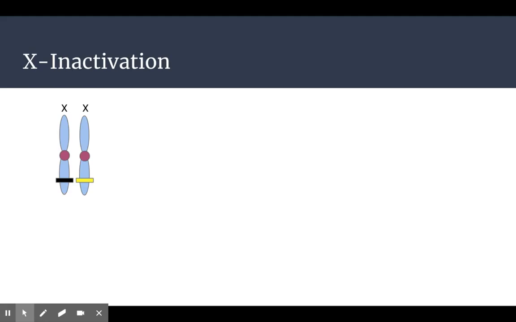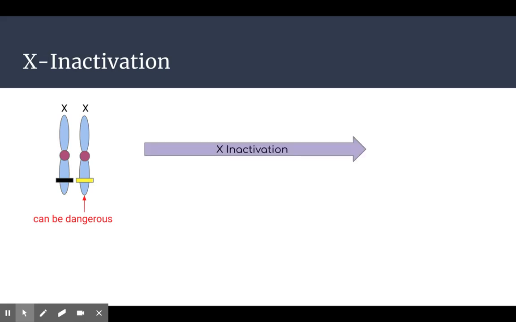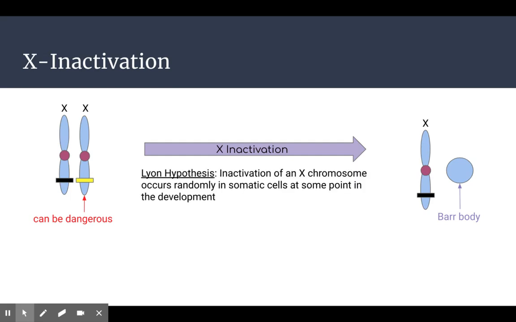Females have two X chromosomes, which is a detrimental excess of genetic information in somatic cells. To eliminate this excess, X inactivation occurs, where one of the X chromosomes is randomly deactivated and condensed into an untranscribable ball called a bar body. According to the Lyon hypothesis, this process occurs randomly from cell to cell.